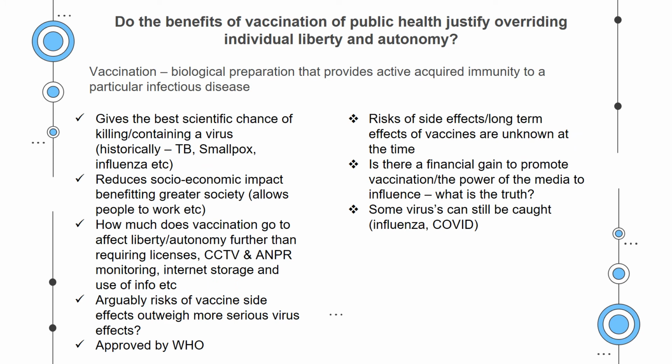Do the benefits of vaccination of public health justify overriding individual liberty and autonomy? So I've got a definition of vaccination online, but of course you could give your own explanation of what you believe a vaccine is, maybe what individual liberty is and autonomy. And you see here, the essay plan leads more towards, yes, the benefits override.